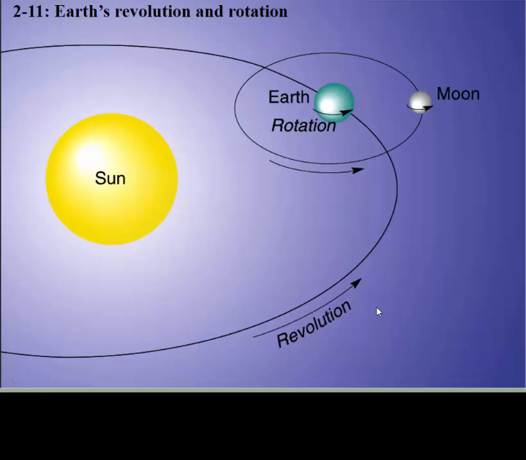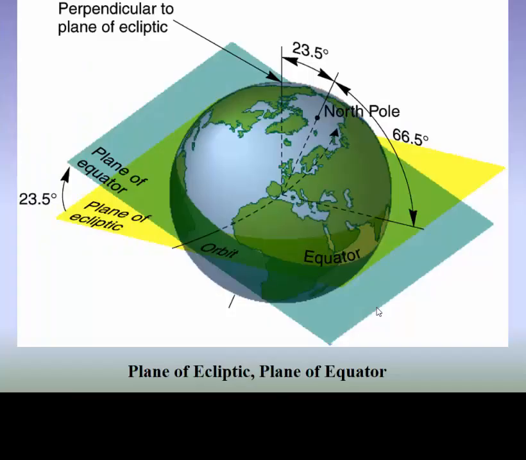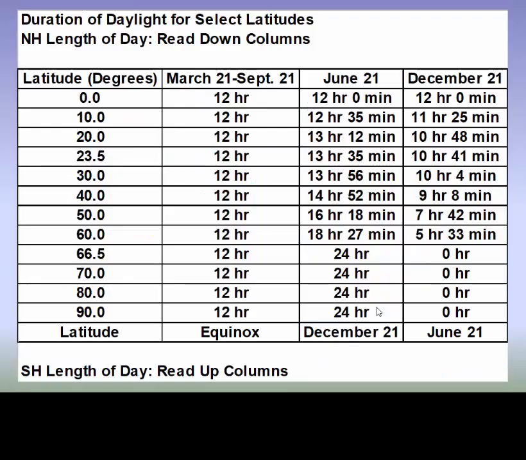You can see the relationship between the Earth, the Moon, the Sun, and then you can see this tilt here, and then the perpendicular with relation to the ecliptic. That's the path that the Earth takes around the Sun. And then, depending upon how far north or how far south you are, you can see the length of the day on certain dates here. I'll show a little example here.